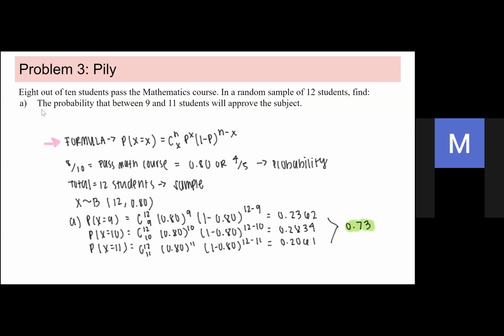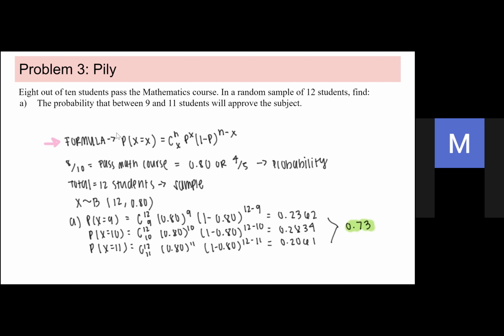In order to answer this type of problem, we have this formula in which x equals the people we are searching for and p the probability. For the probability, they say 8 out of 10 pass the math course, which is 0.80 or 4/5. And for the total, there are 12 students, which is our sample.